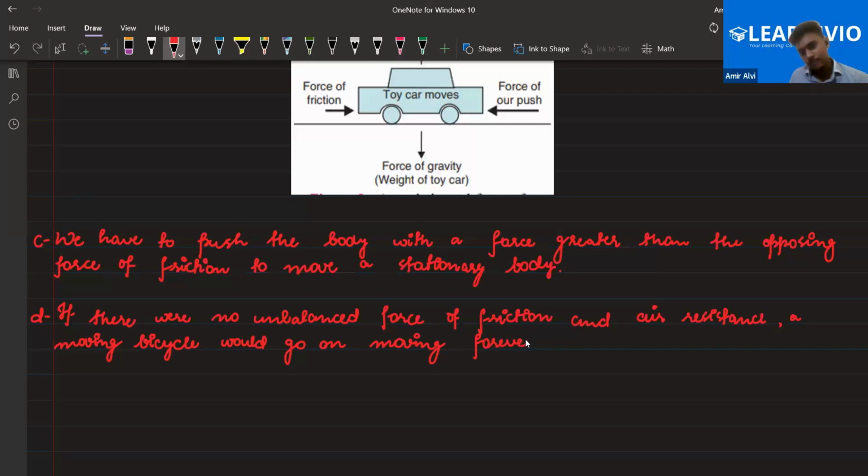Sir, if there will be no friction, the bicycle may slip, right? Yes. That frictional force is the force which gives you traction on the road. That's why the vehicle moves easily on the road. Otherwise, the tire will just rotate in its own position. Okay, sure.